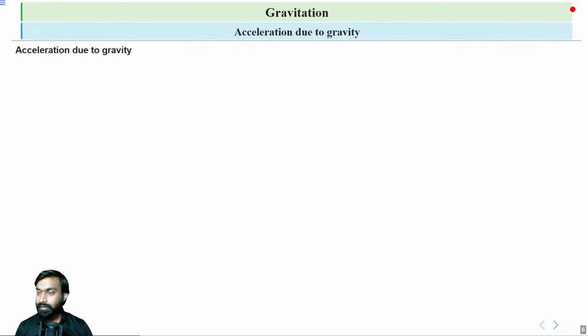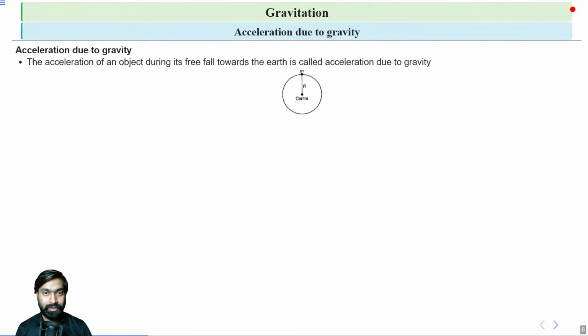The next topic is acceleration due to gravity. The acceleration of an object during its free fall towards the earth is called acceleration due to gravity. Suppose we have a pen, and when we drop the pen like this, this is the free fall condition. Why? Because due to gravity, the pen is under free fall. The gravity attracts towards the surface of the earth.